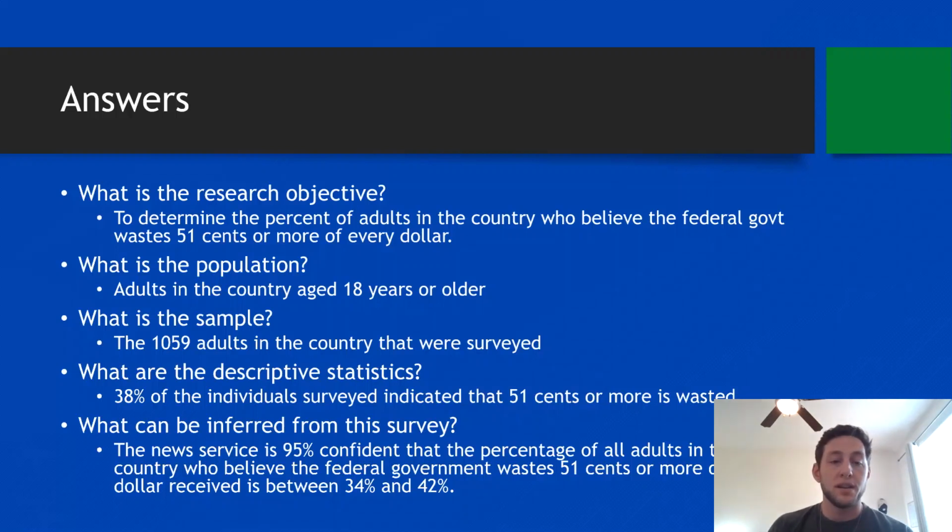So what can be inferred? The news service is 95% confident that the percentage of all adults in the country who believe the federal government wastes 51 or more cents per dollar received is between 34 and 42%, with a 95% level of confidence. Now you can see right here I got those numbers by doing 38 plus or minus my margin of error. But this is ultimately going to be what we can gather from that type of question.